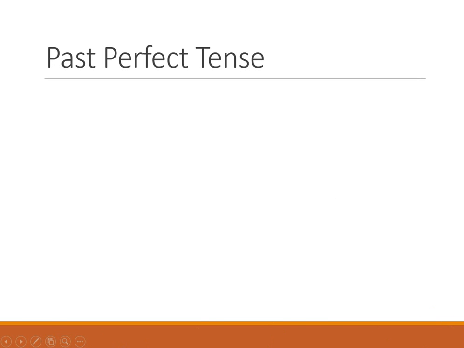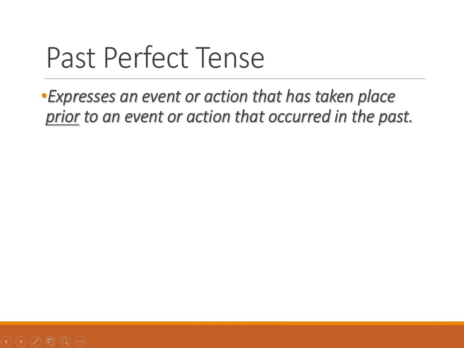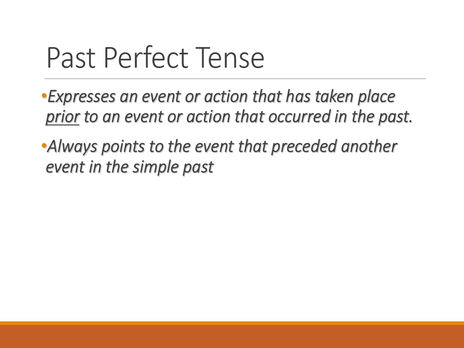So, past perfect tense. The thing that you need to note is that past perfect tense expresses an event or action that has taken place prior to an event or action that occurred in the past. So, it's like the past of the past. And I'll explain in a little bit, utilizing a timeline to help bring this point home. The other way to think of this is that it's an event that precedes another event that's the simple past.